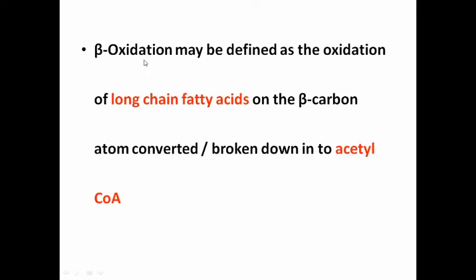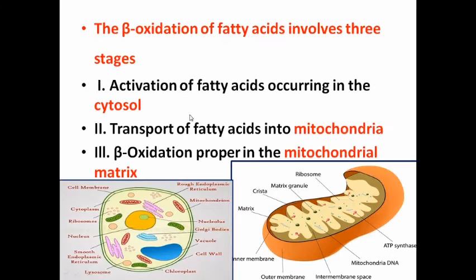Beta oxidation means oxidation of long chain fatty acids, the breakdown of long chain fatty acids into acetyl coenzyme A. This is the beta oxidation process. In the beta oxidation of fatty acids, three stages are involved.